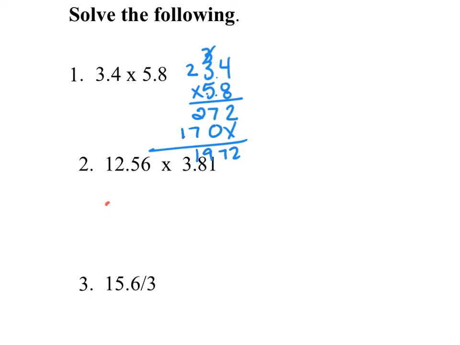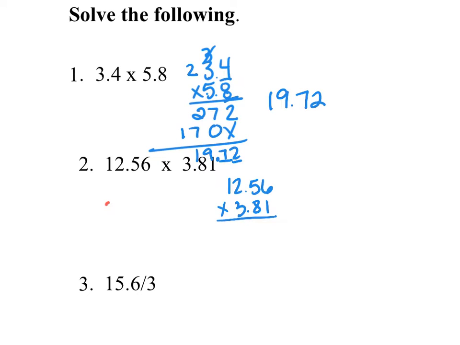Well, we need to know that we have 2 decimals right here. So I have 2 decimals right here, and we scoot over that many. So our answer is going to be 19.72. We have 12.56 times 3.81.